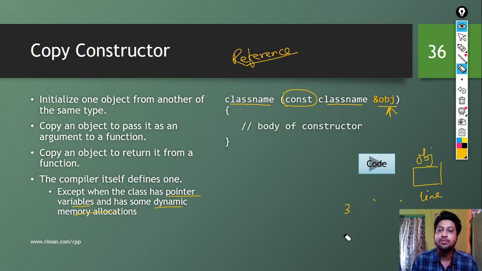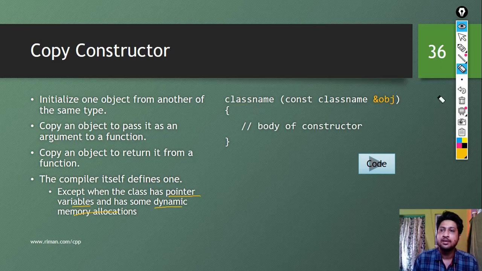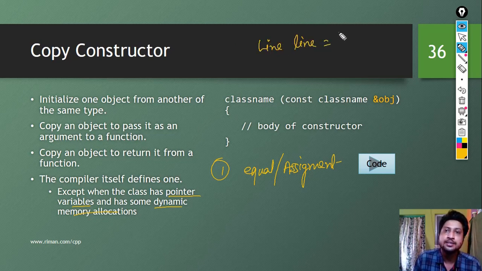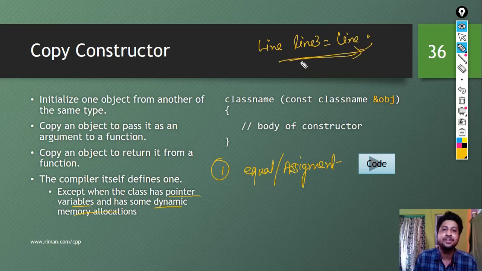Now, in three different situations the compiler provides us the copy constructor. Number one, the equal operator, or assignment. When you are using statements like line 3 is equal to line, in this assignment type of operation the compiler provides, or uses, the copy constructor by default. Number two, when we send an object as an argument.